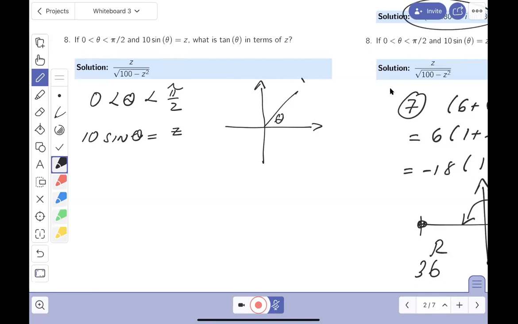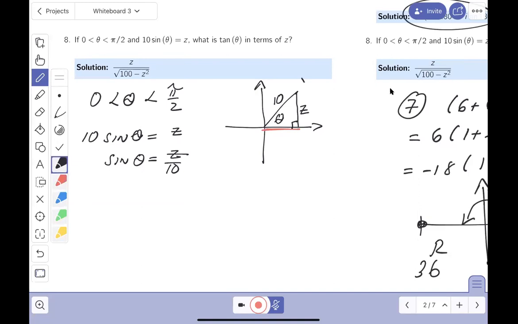And I'm going to write this down now. So I'm going to write down sine of theta is z over 10. And what does that mean to me? It means that if I looked at my right triangle over here, this would be z and this would be 10. All right, now I want the tangent. Well, to do tangent, I need this side, don't I? So I'm going to talk about it. And what do I know about it? I know it's positive because it's in the first quadrant, right?